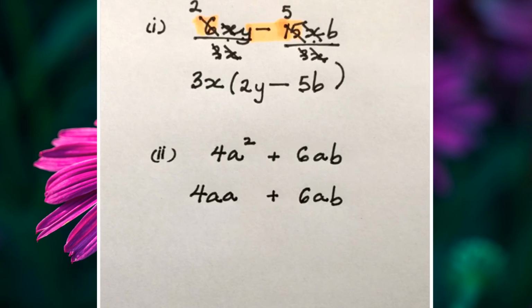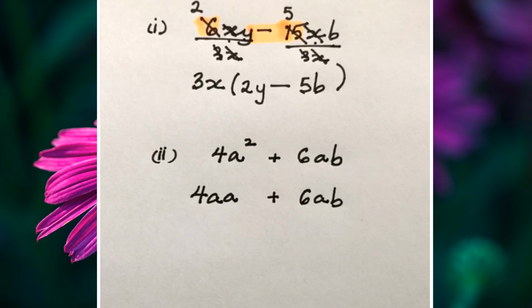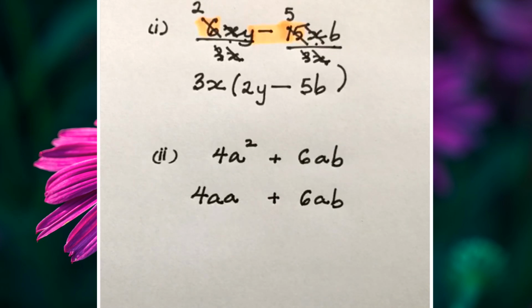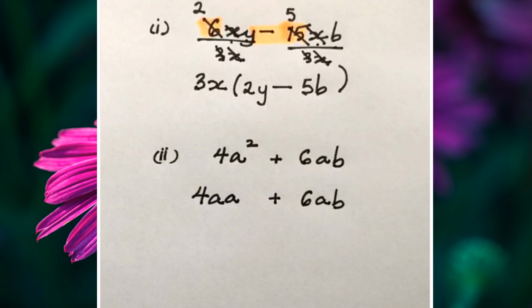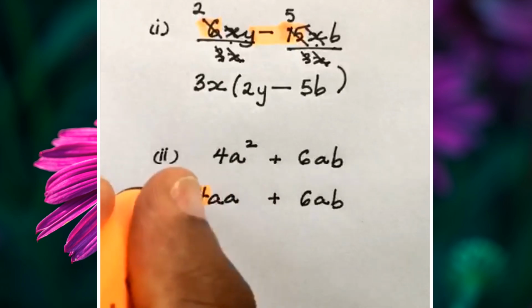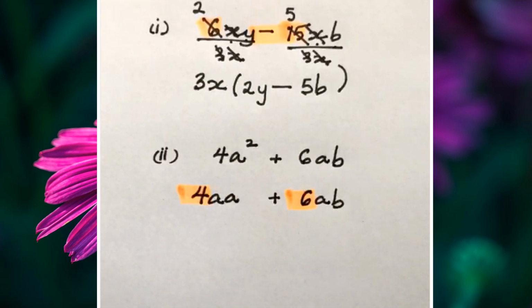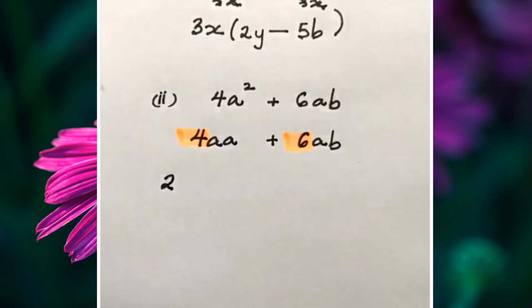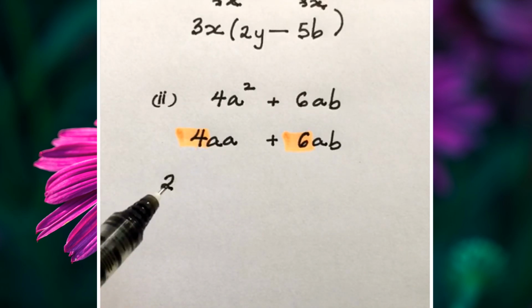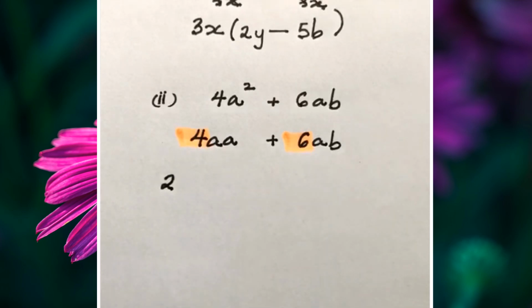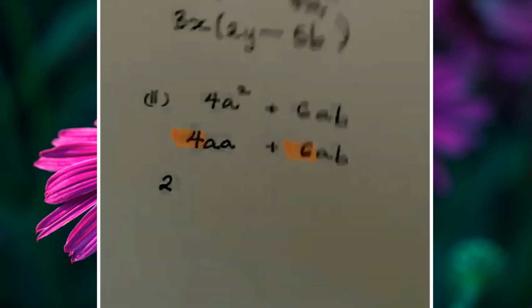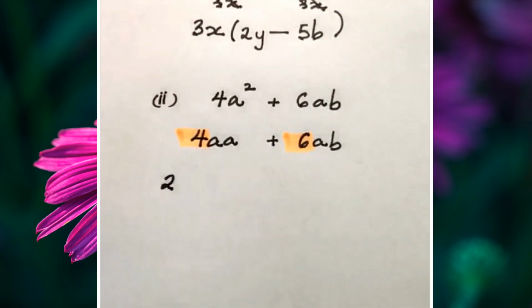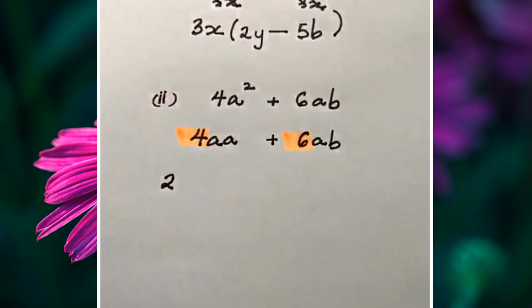Since we finished rewriting it that way, all we have to do is look for the common factors between the numbers and the letters. I'm going to start off with the numbers first. So what number can go into 4 and 6 without leaving a remainder? 2. Because 2 can go into 4 and 2 can go into 6, and it's the highest number that can go into 4 and 6. Remember that.